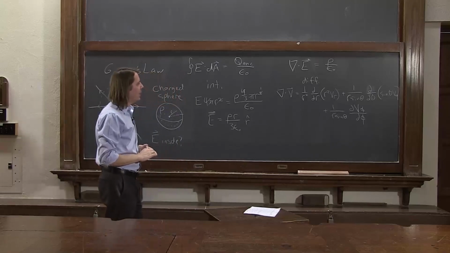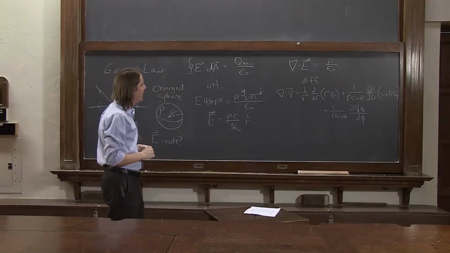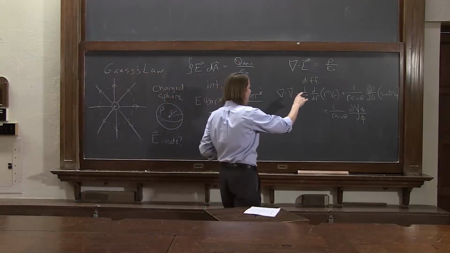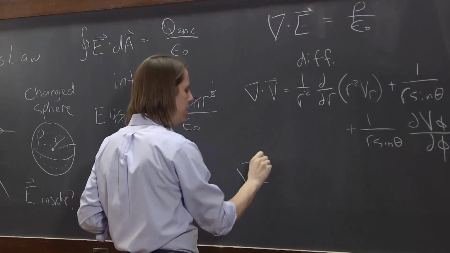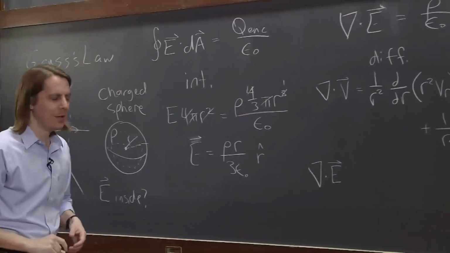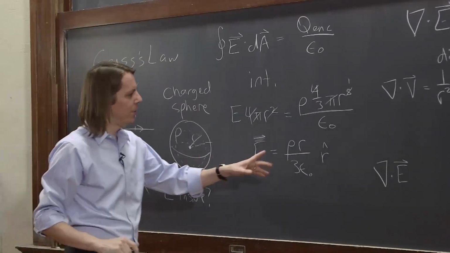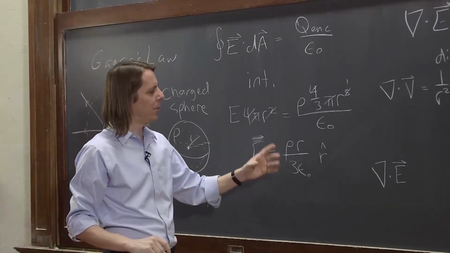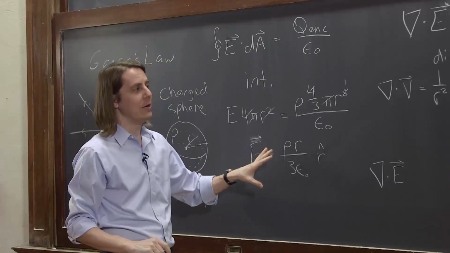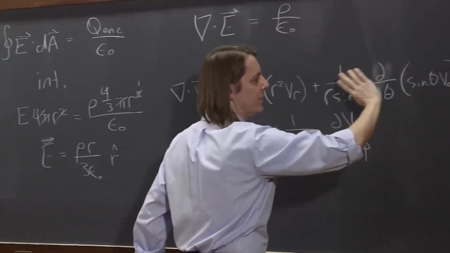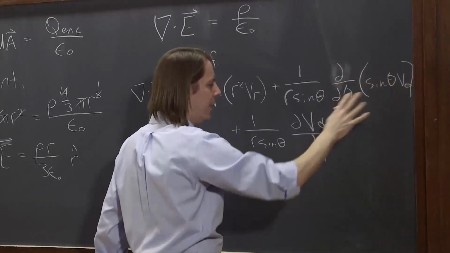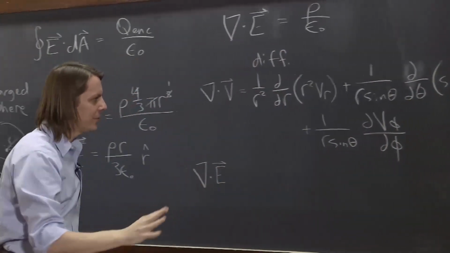Okay? But let's try to apply it. So now let's apply this big nasty thing to del dot E. Well, fortunately, we have very nice symmetry that's going to help us out. Our E field only has the r hat component. We only have Er in this case. So our E theta is 0. It never points in the theta direction. Our E phi is 0. It never points in the phi direction.